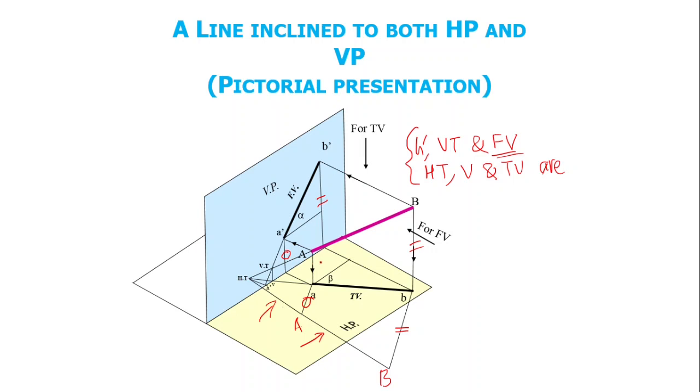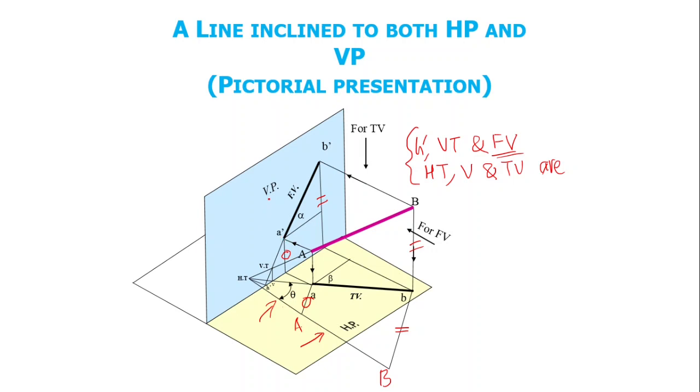Then the angle between the true length and the top view is represented by this angle, the true inclination with HP, and we can easily find that angle. This is the true inclination with HP. True inclination with HP means the angle between the true length and the plan, in the trapezoidal method.